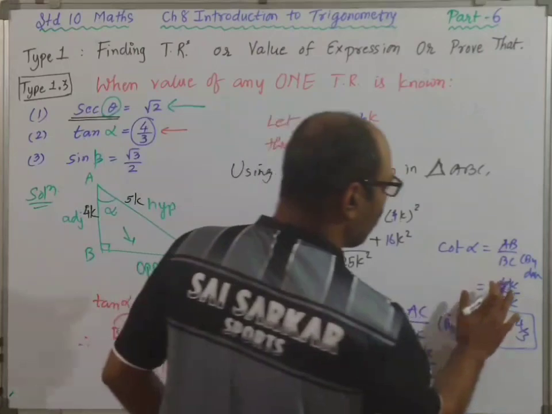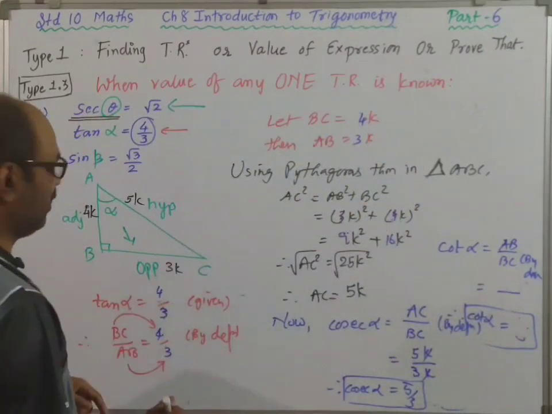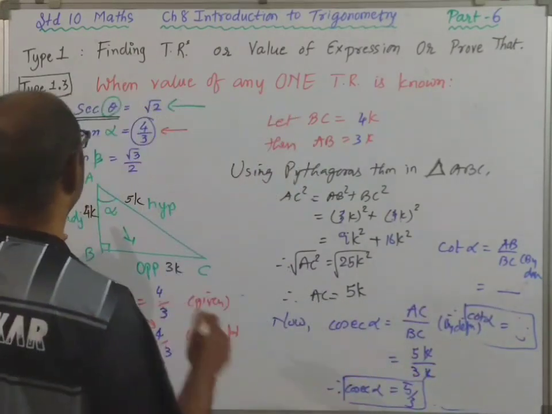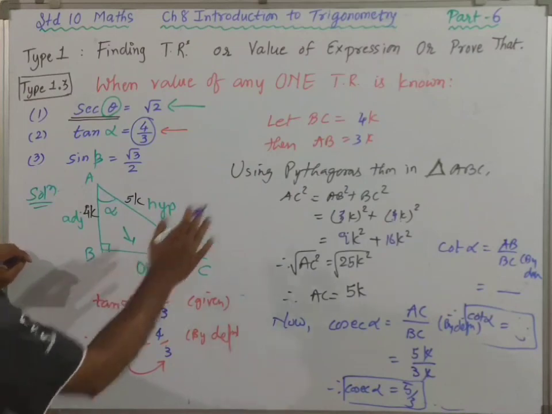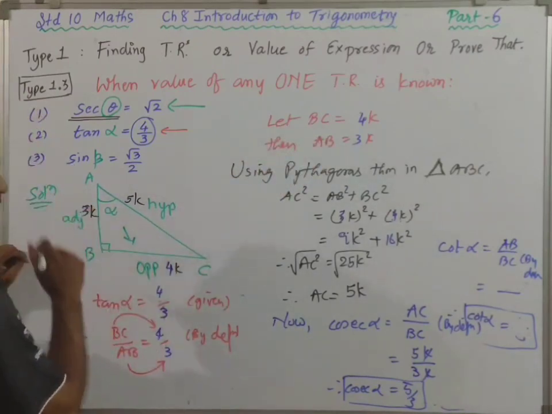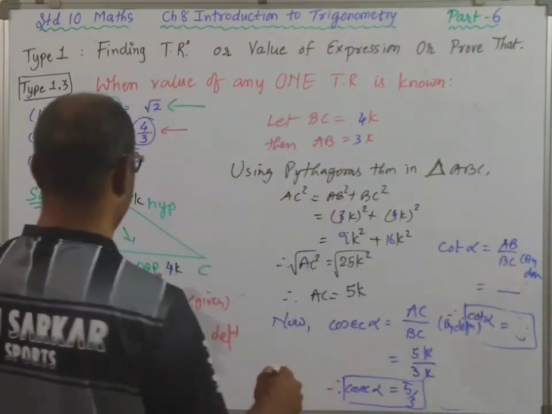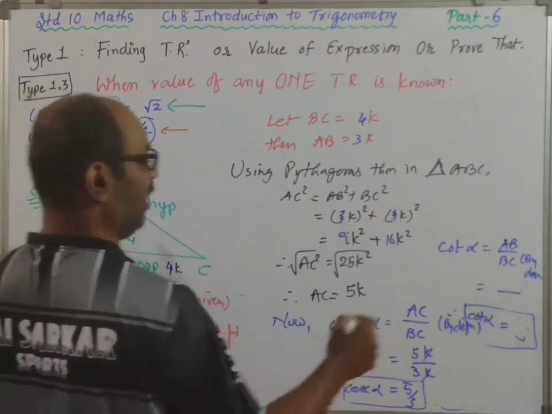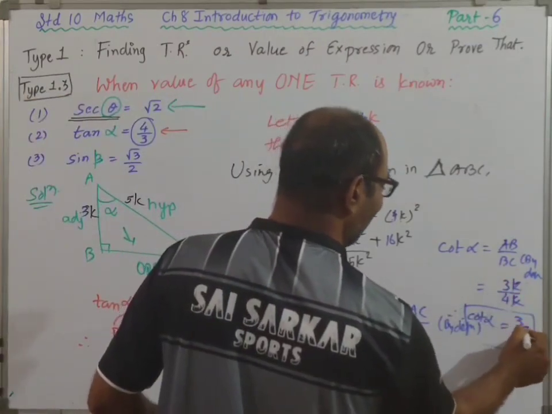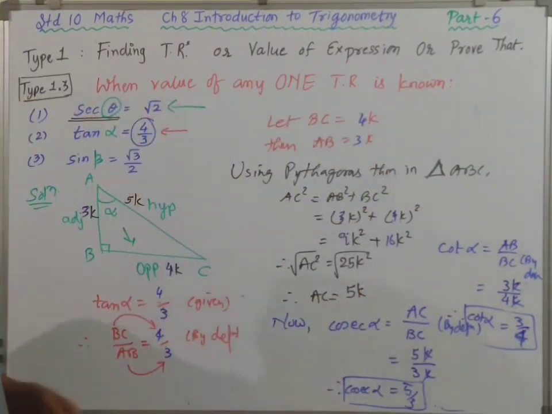Cot alpha is AB upon BC. I have to change here also, no? BC is 4K and AB is 3K. So cot alpha is AB upon BC. AB is 3K and BC is 4K. K cancels. 3 upon 4. Thank God we saw that and found our mistake.